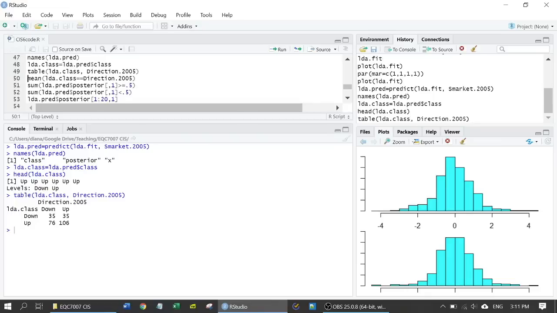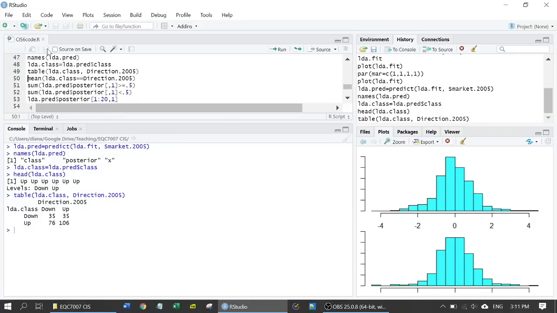Well, the next thing we do is we want to tabulate this. So this is the confusion matrix. We want to tabulate the LDA.class, which is the predicted classifier, against the actual value of the direction. Okay, so the actual is on the columns and the predicted is on the rows. We see that 35 and 106 here are correctly classified.